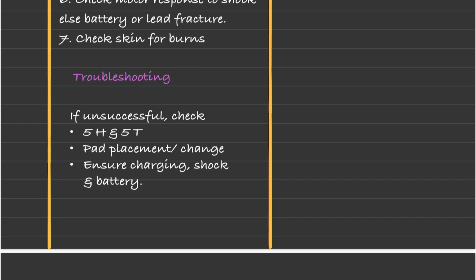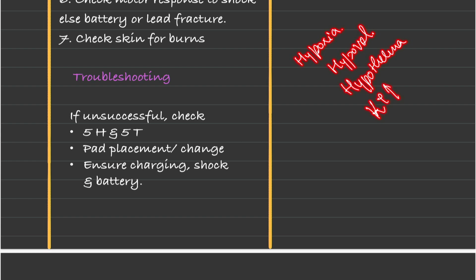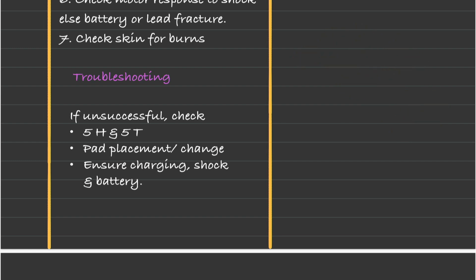which are there in the ACLS protocol, which are the 5Hs: hypoxia, hypovolemia, hypothermia. We have to see hyperkalemia, increase or decrease in potassium, and we have to see for H plus ions increase or decrease. So these are the 5H, and then the 5T, we all know that they are tension pneumothorax.